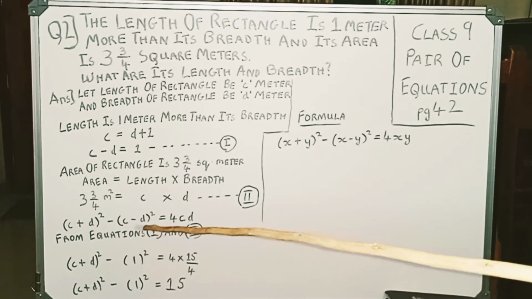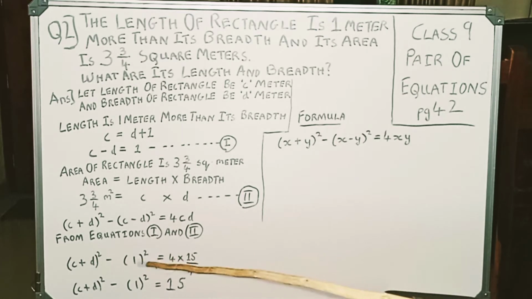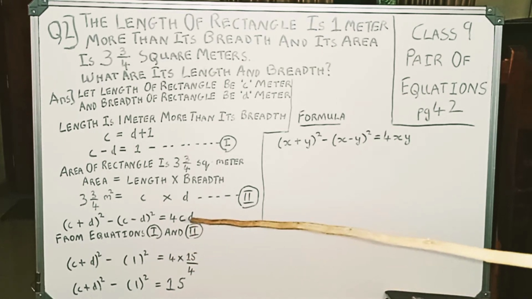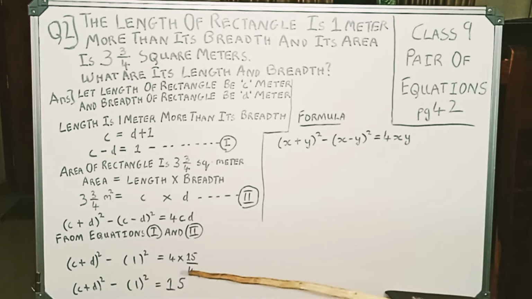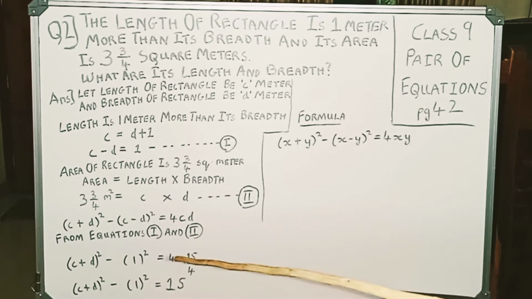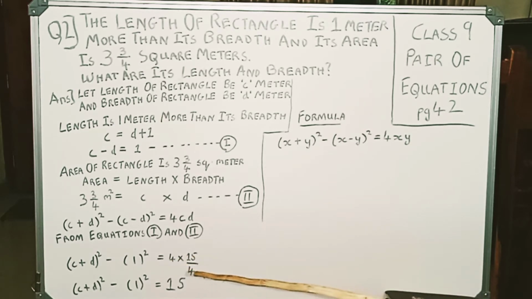Instead of c minus d we have put 1 from equation number 1, and instead of cd we have put 3/4. So our equation will be c plus d the whole square minus 1 the whole square equals 4 into 3/4. The 4 in the numerator and denominator cancel, and you get c plus d the whole square minus 1 square is equal to 3. So that is the equation we have got.